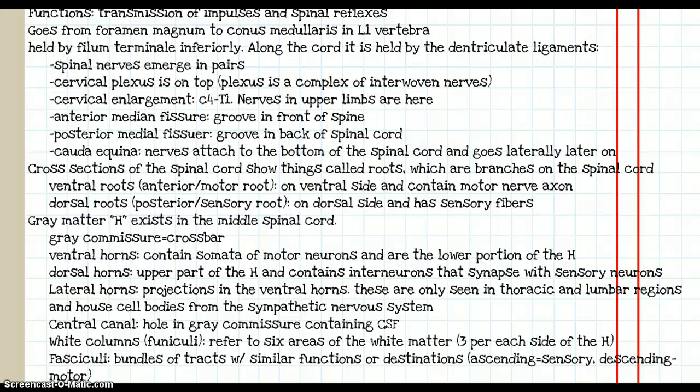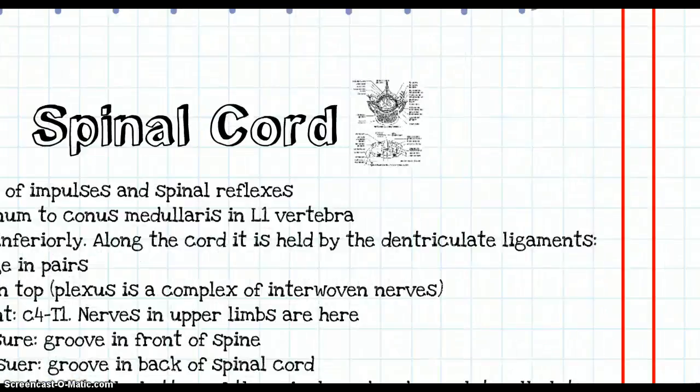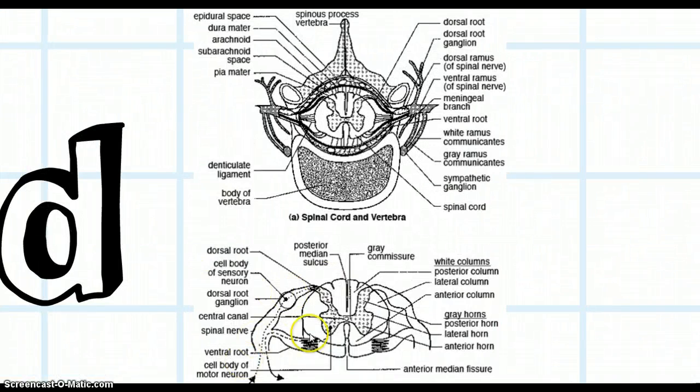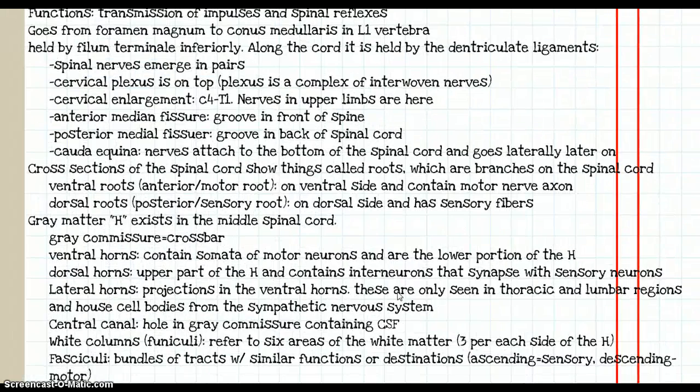So cross sections of the spinal cord show things called roots, which are basically branches. So take a look at this picture. These branches are roots. So there are ventral roots, anterior roots, which contain motor nerve axons, and then after that, dorsal roots, which contain sensory fibers, and those are posterior.